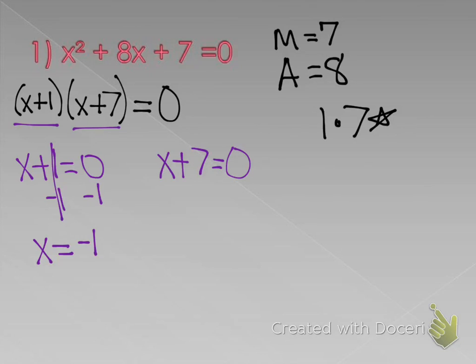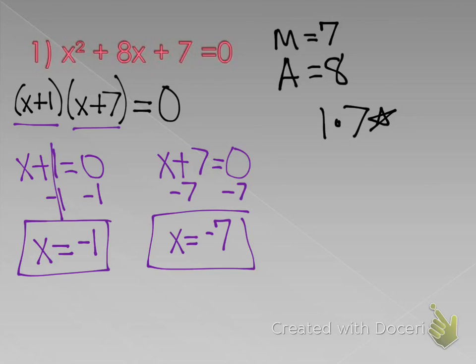Negative 1. Same thing in the back. Subtract 7, subtract 7. What's 0 minus 7? Negative 7. Negative 7. Wonderful. That is example 1. What are your questions?